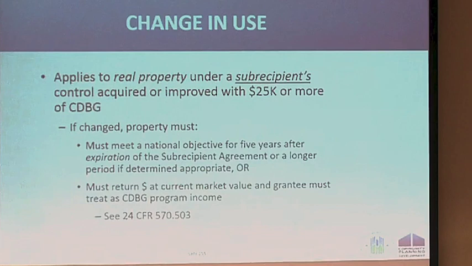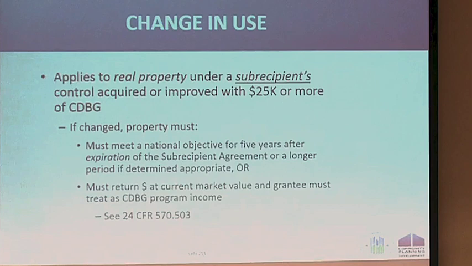They must return any money at the current market value that grantee must treat as CDBG program income. That's if it's within the first 5 years. After that, it's whatever the agreement says. So you may have an agreement that says after 10 years, you're no longer obligated to do anything. It's either, you keep the money, whatever that agreement may be. But take into account that for 5 years, you still have obligations under the CDBG program, okay?